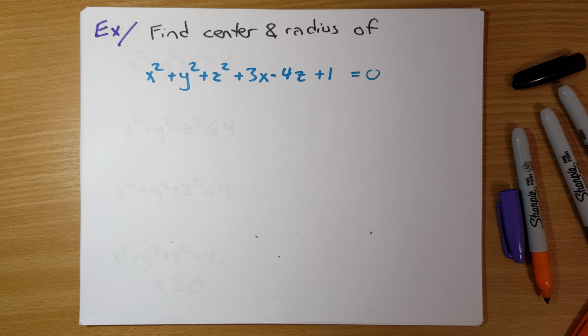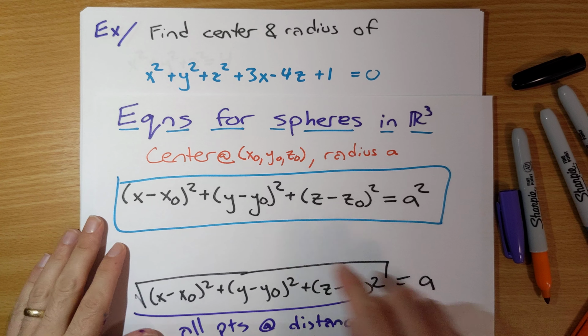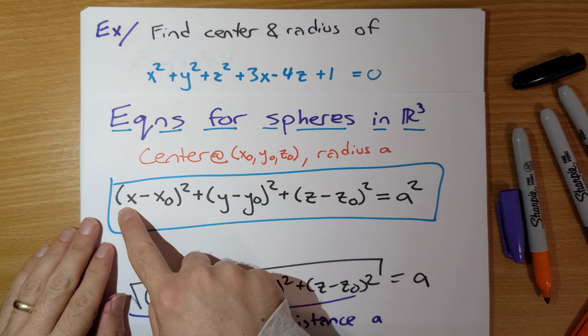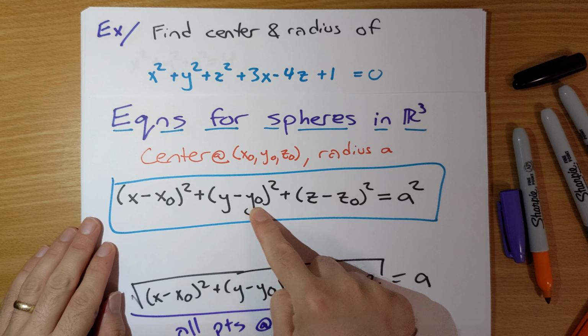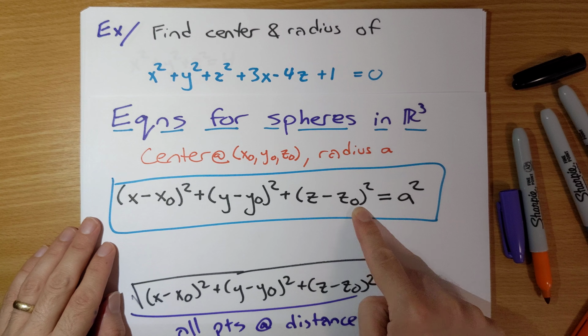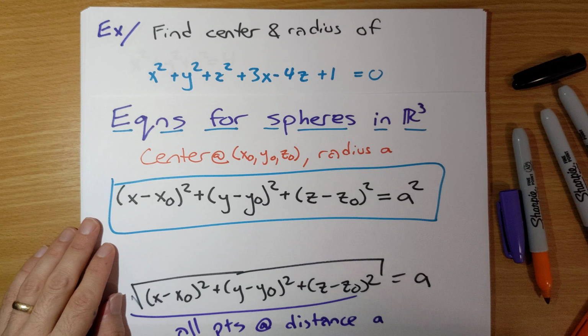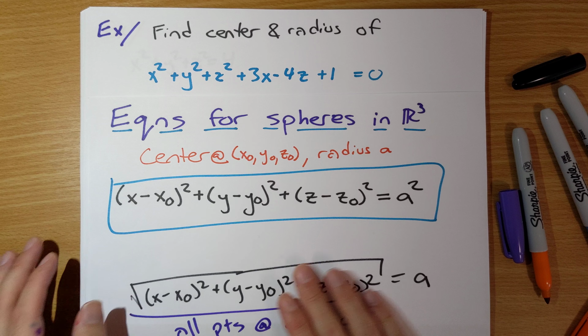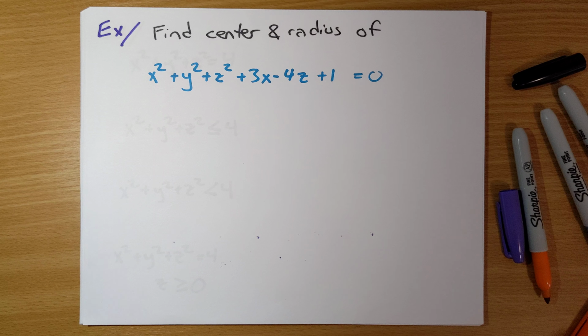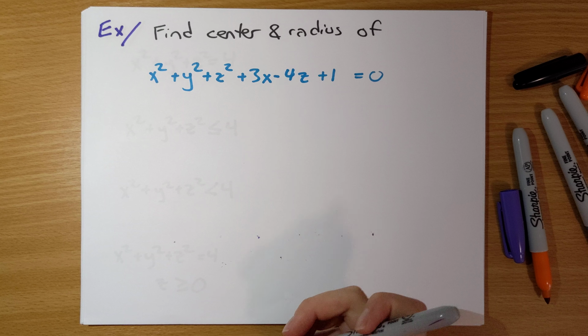How do we tackle this kind of problem? We want to write it in this form: (x − x₀)² + (y − y₀)² + (z − z₀)² equal to some radius squared. How do we do this? It's going to be a lot of completing the square, this old algebra trick.